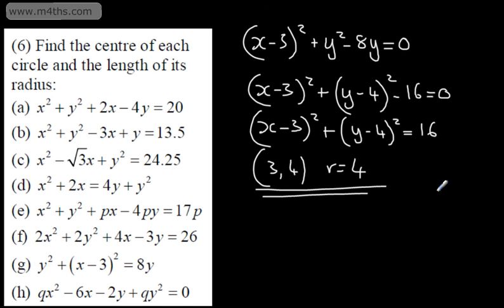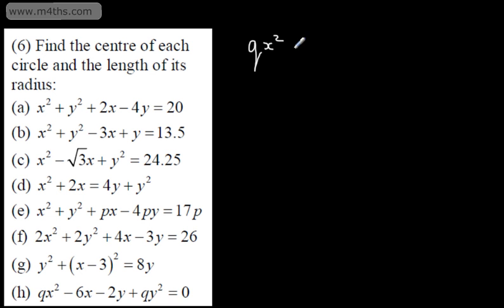So that one was quite straightforward in the end. All we've done is subtract 8y from both sides, completed the square on the y terms, and then got this constant and taken the square root. Okay, let's finish with this one. This one looks quite horrible. Let's go ahead and write this.